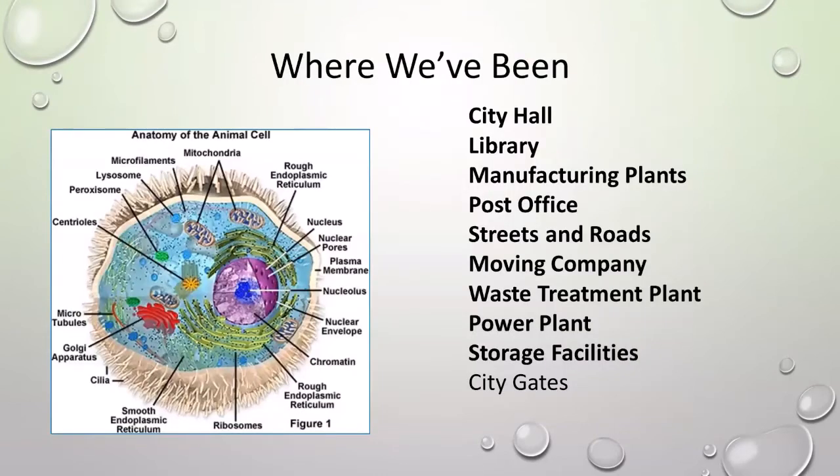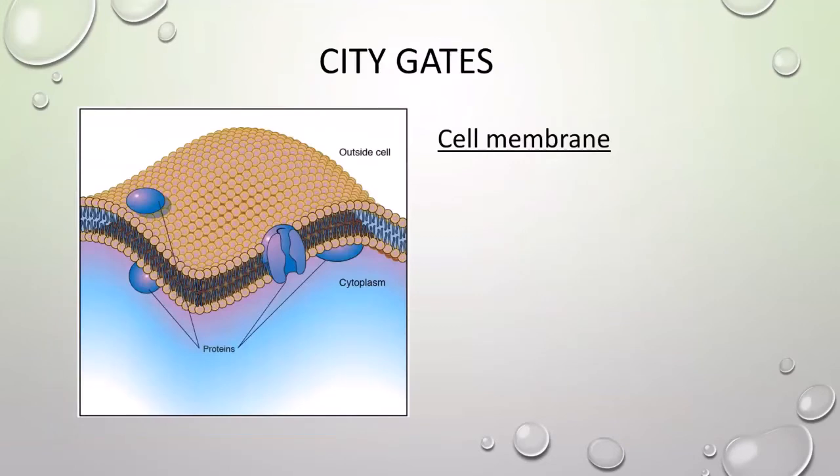So the last thing that we need to look at are the city gates. We've looked at everything else. So we'll look at the city gates here. So the city gates are the cell membrane. The first thing to know about the cell membrane is it's a lipid bilayer. That means that if you look, here is the outside of the cell, which is a watery substance. The inside of the cell is a watery base.